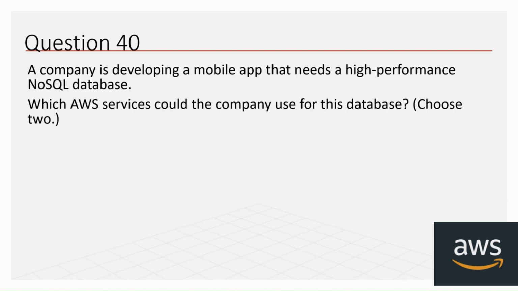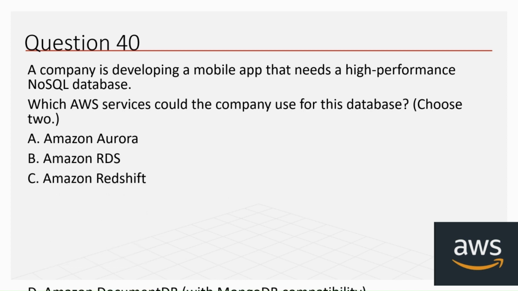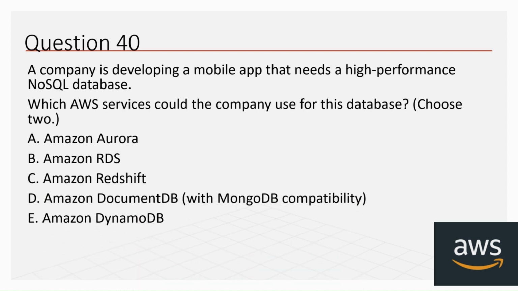Now let's look into the next question. A company is developing a mobile app that needs a high performance NoSQL database. Which AWS services could the company use for this database? You have to choose two options. Your options are Amazon Aurora, Amazon RDS, Amazon Redshift, Amazon DocumentDB, and Amazon DynamoDB. The correct options for NoSQL databases will be Amazon DocumentDB, which is MongoDB compatible, and E. Amazon DynamoDB.